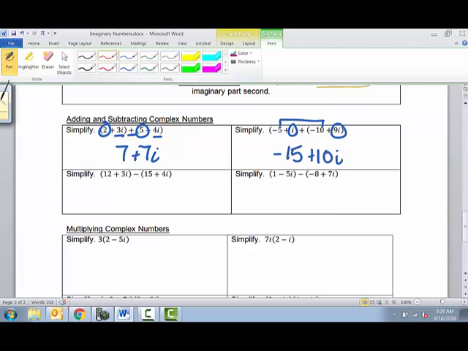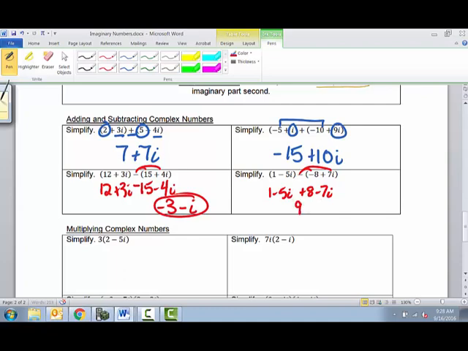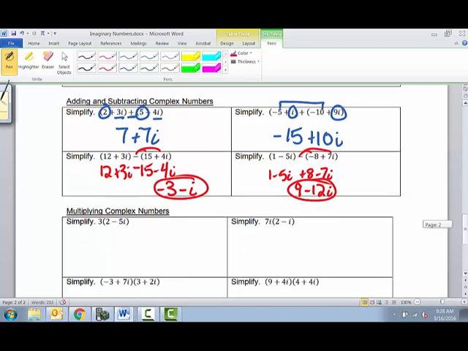Now, when we're dealing with negatives, what I suggest is that you distribute the negative. So it's minus 15 minus 4i. And then we can just add them up. So 12 and negative 15 is negative 3. 3i and negative 4i is negative 1i, and we don't need the 1. Same thing here. So we got positive 8 minus 7i. So 1 plus 8 is 9, negative 5i and negative 7i is negative 12i. Again, same thing that we did before with radicals.